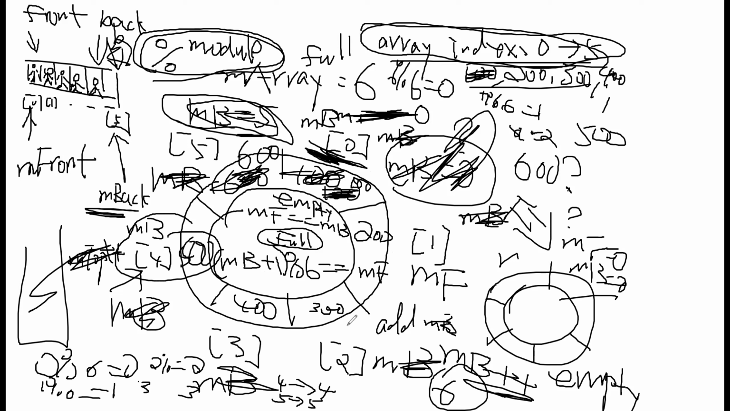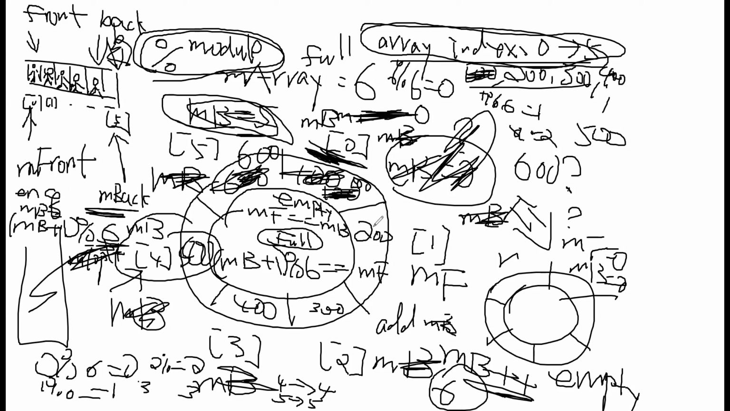So for adding a new item, basically the operation for the enqueue is what? Your back index plus 1. But you cannot just let it plus 1. It should also modulo the capacity of your array. So that's one of the major things you need to do in enqueue.